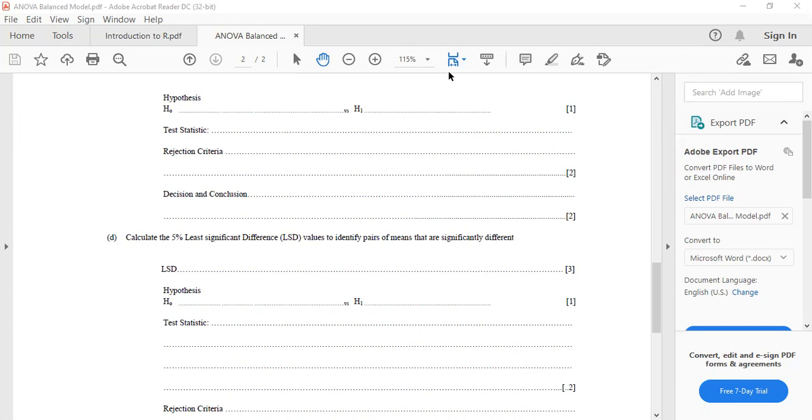So you're saying they are significantly different because you've rejected H naught. All you are saying is mu A is not equal to mu B, because you've said mu 1 is not equal to mu 2. So you're saying brand A and brand B are significantly different at 5% level of significance. Full stop. That's the conclusion.